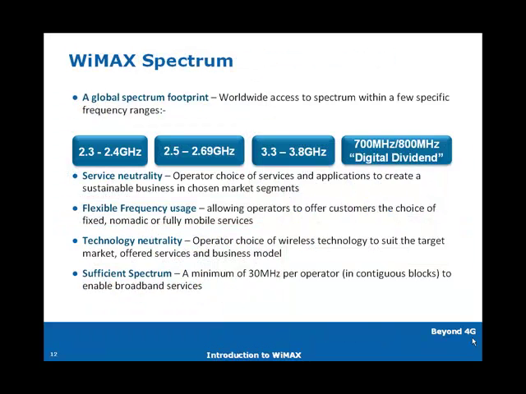So on slide number 12, we are essentially giving a message that there are 3 global frequency bands available for WiMAX deployment, and these are new bands which are not a part of earlier technologies like 3G. These bands have a sufficient amount of spectrum, and most operators have got 30 megahertz per operator, which is a good amount of spectrum to actually offer broadband based services, which require a large amount of data to be transmitted over wireless.